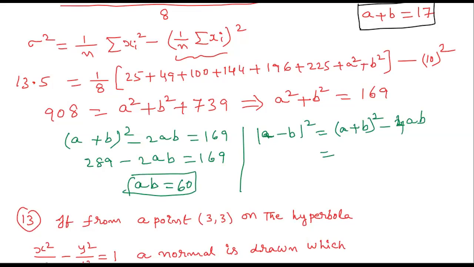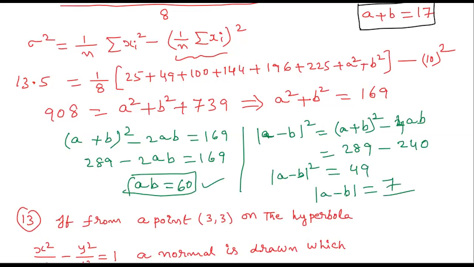17. 17 square, 289 minus ab value, already we know that 60. 60 into 4, 240. Now 289 minus 240, that is 49. This is the modulus of (a minus b) whole square value. But they are asking only modulus of a minus b. Taking square root on the right hand side, square root of 49, that is 7. This is also an easy question, but it needs calculation.